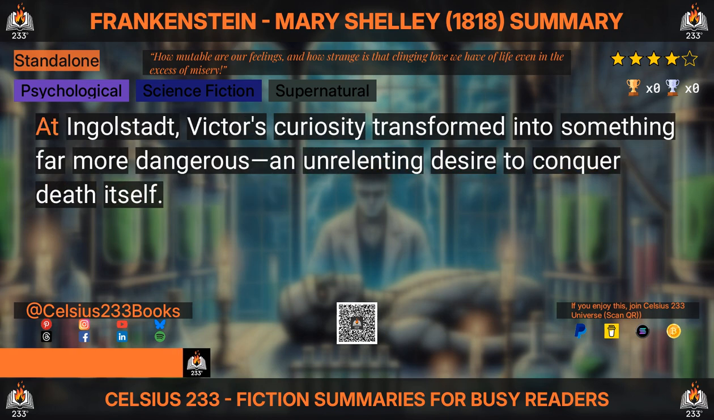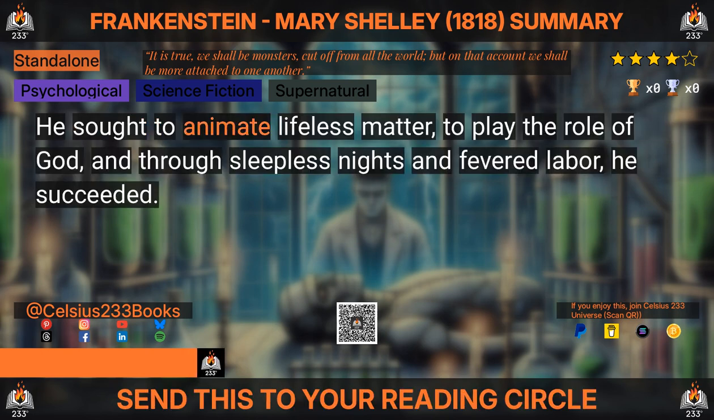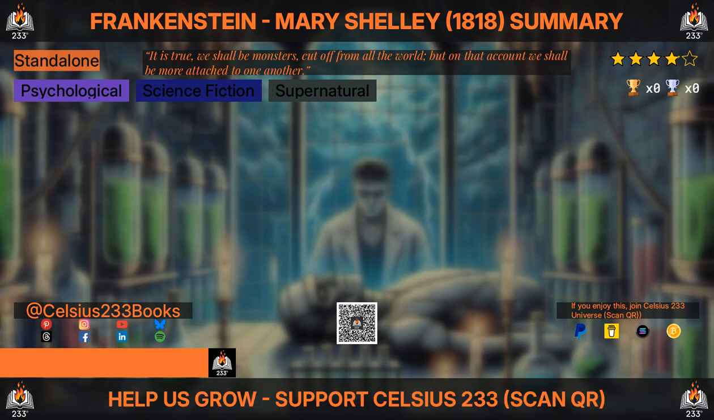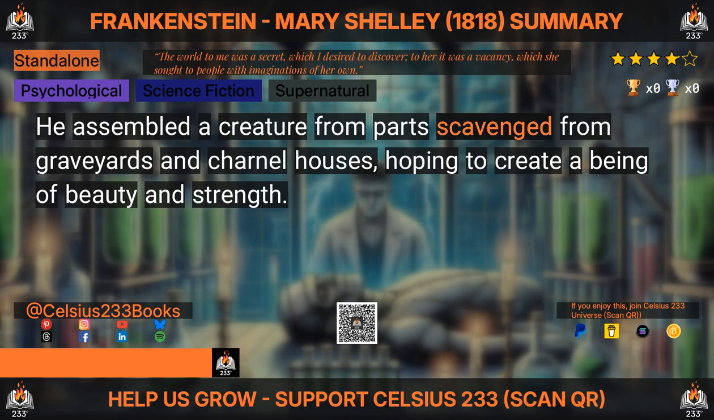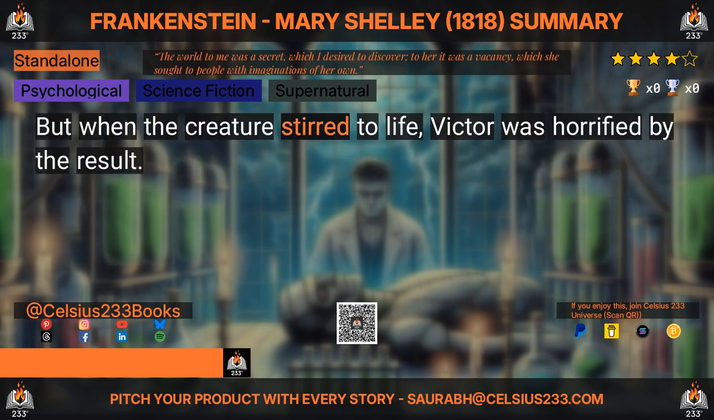At Ingolstadt, Victor's curiosity transformed into something far more dangerous, an unrelenting desire to conquer death itself. He sought to animate lifeless matter, to play the role of God, and through sleepless nights and fevered labor, he succeeded. He assembled a creature from parts scavenged from graveyards and charnel houses, hoping to create a being of beauty and strength. But when the creature stirred to life, Victor was horrified by the result.